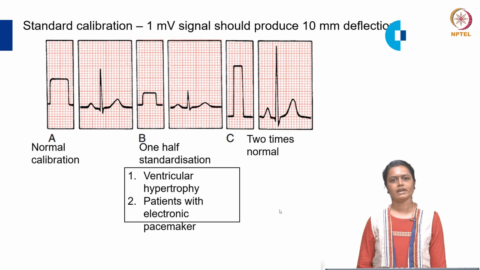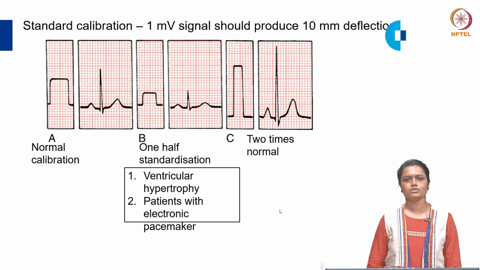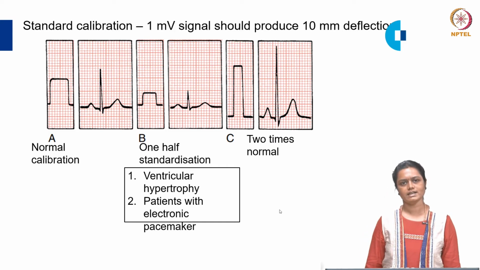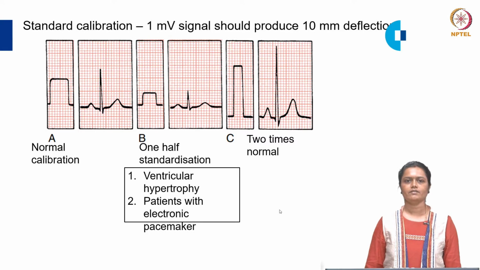Before discussing the waveforms in detail, I would like you to know that the first thing to look at in an ECG is the calibration, whether the ECG is calibrated to the standard. Standard calibration means that if you apply a signal of 1 millivolt, it should produce a deflection of 10 millimeter. Modern ECG machines are automatically calibrated, and there are some situations where you can adjust the calibration to either twice the normal or half the normal.